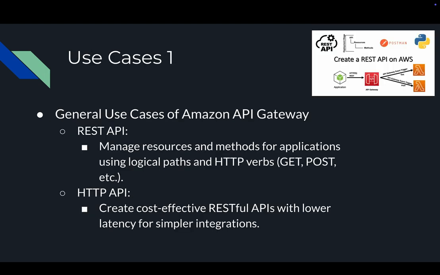So now we're going to head to the other topic of what use cases you can use for Amazon API Gateway. Number one is the general use case of Amazon API Gateway, which is using REST API and HTTP API, which I just talked about. With REST API, you can manage resource methods using the HTTP verbs, like the GET and POST methods. An example of that would be using /income, which is for adding or fetching incoming data.